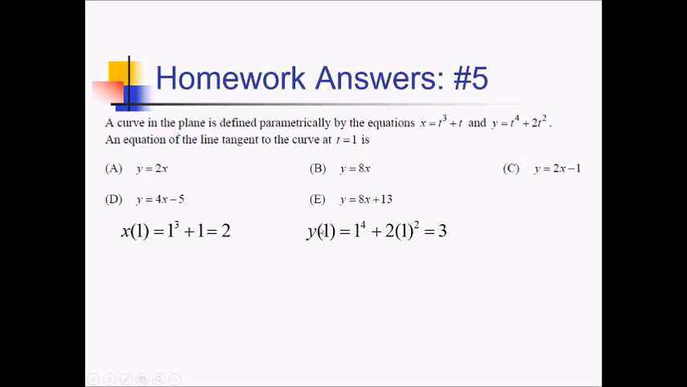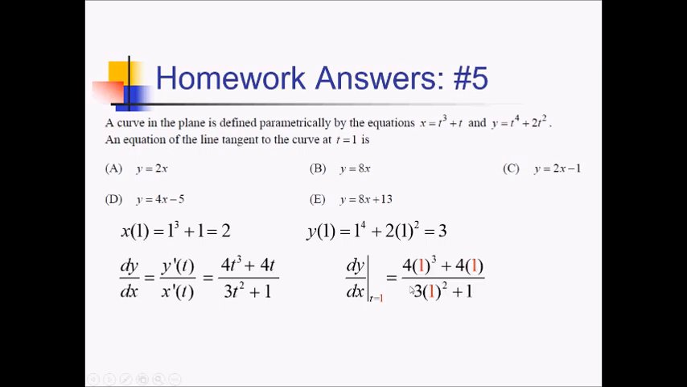So now for my slope, I've got dy over dx equaling y prime over x prime of t. Y prime of t, taking the derivative of the y function here, that's 4t cubed plus 4t. And then for x prime, that's going to be 3t squared plus 1, using my power rule here. And I have to actually plug in 1 for time now to find the slope at time 1. So plugging in 1, we've got 4 times 1 cubed plus 4 times 1, all over 3 times 1 squared plus 1. So 1 plugged in to all the places where t was.